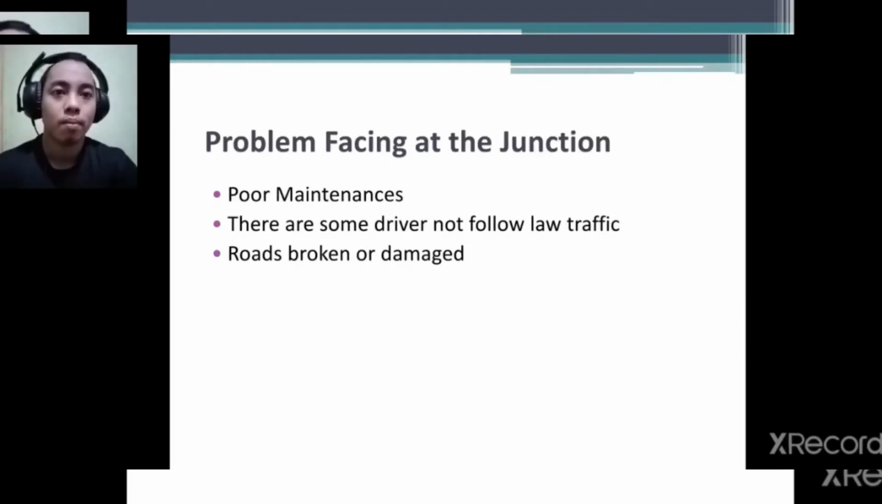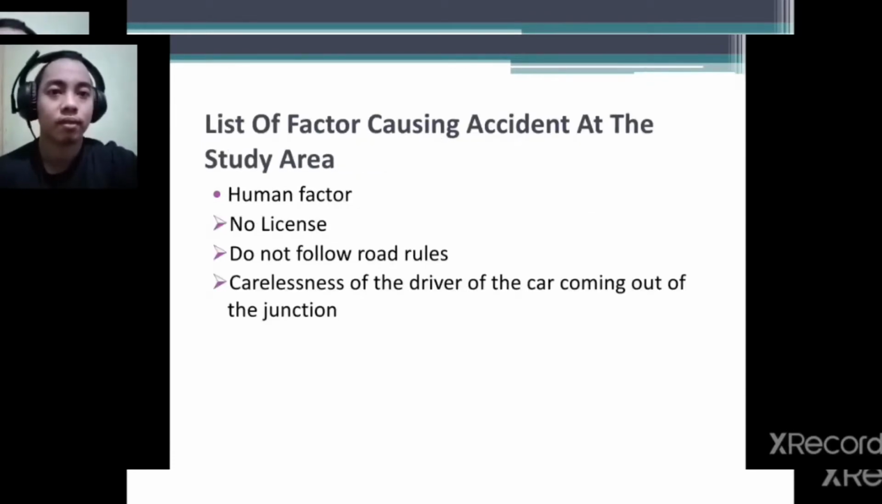The problem we face at our junction area is poor maintenance. There are some drivers who do not follow traffic laws, and roads are broken or damaged. The list of factors causing accidents at the study area is the human factor, no lesson, not following road rules, and carelessness of the driver of the car coming out of the junction.